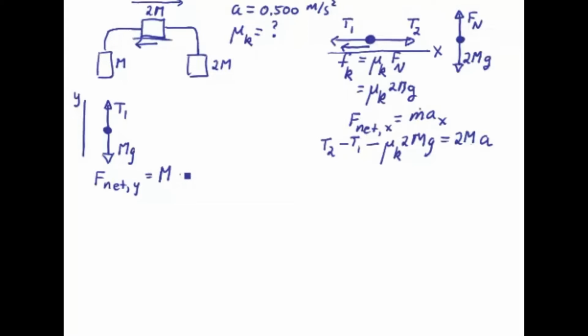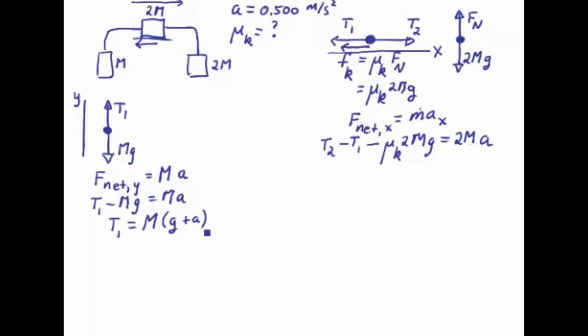So again, we have the acceleration, and that acceleration is the same acceleration we know that's going to be acting on the second box that we just solved for. So we're going to write this out, and T1 minus mg equals the mass times a positive acceleration. Just keep in mind we've chosen the acceleration to be positive in this direction.